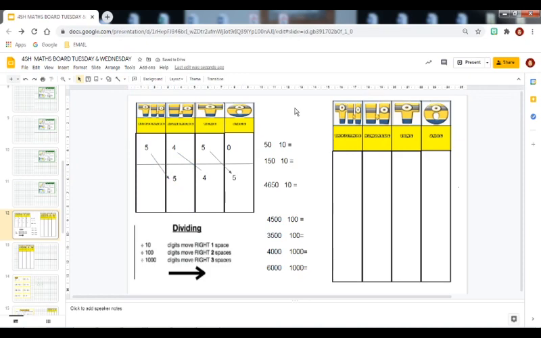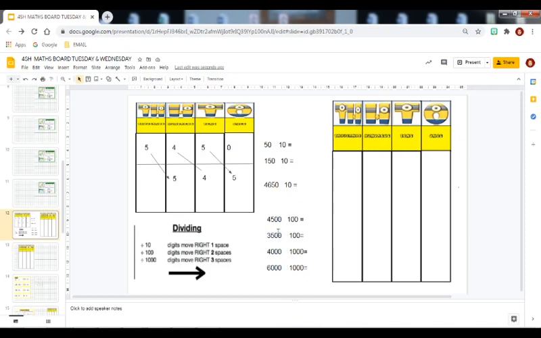I've given you a few examples now, and although I can't put the divide sign in, I do expect these to be divided. So 50 divided by 10 equals, 150 divided by 10 equals, 4,650 divided by 10 equals.